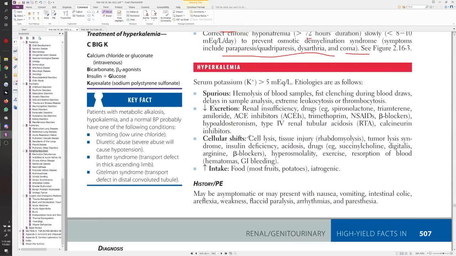Cellular shifts. Cellular shifts of potassium are a big topic that we're taught in Step 1. This is a Step 1 topic, where cell lysis, rhabdomyolysis, tumor lysis syndrome, not having insulin, any case scenario of acidosis, and many drugs, exercise, which is a lactic acidosis, and resorption of blood like hematomas and GI bleeding. All of these are weird case scenarios where you can have a potassium shift that increases potassium in the serum. And then of course intake, eating things like bananas, which are high in potassium, right?